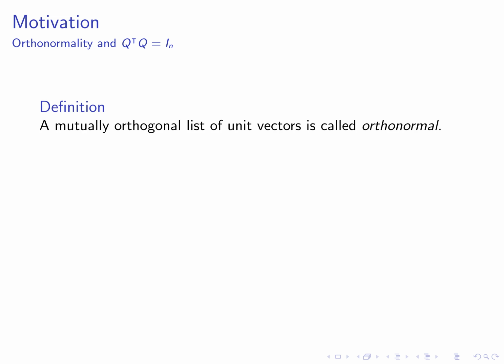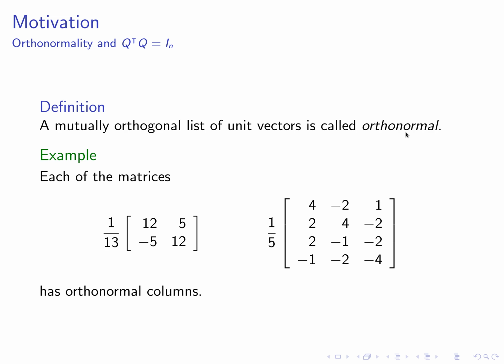Okay, so let's use this geometric idea to define an important adjective that applies to a list of vectors. We say that a mutually orthogonal list of unit vectors is called orthonormal. So we check whether or not a list is orthonormal by verifying whether or not each vector in the list is a unit vector and verifying whether or not each pair of vectors in the list dot to 0.